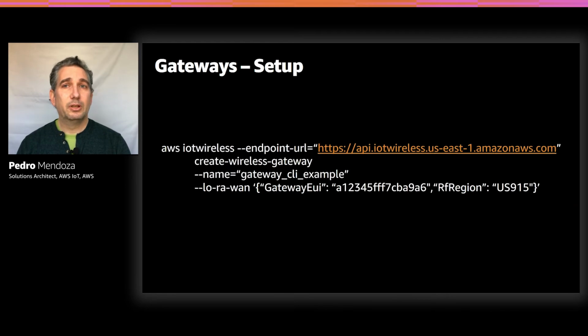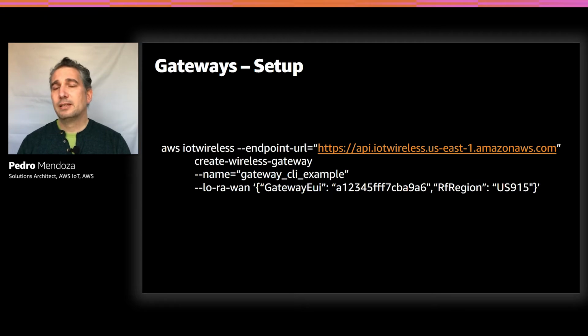This is just a sample command that shows the input parameters required to configure a gateway in AWS IoT Core for LoRaWAN. As you can see, it's a really simple command. All you need to provide is the gateway EUI, and in this case, we are referring to one of these pre-configured gateways, so it is also provisioned with the right endpoints and also the required certificate.